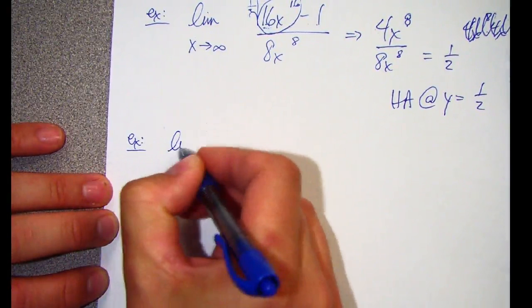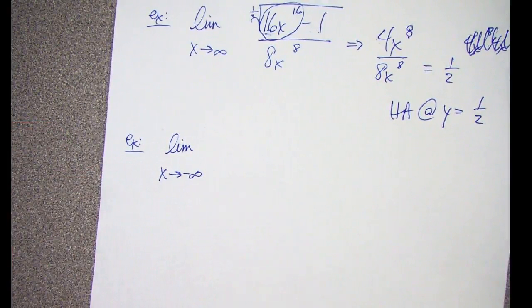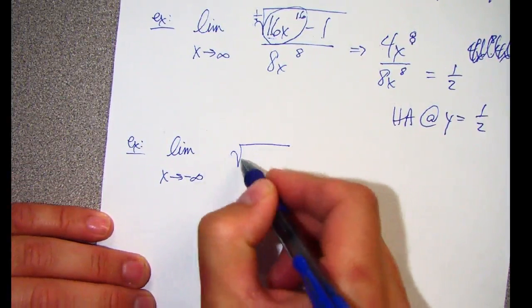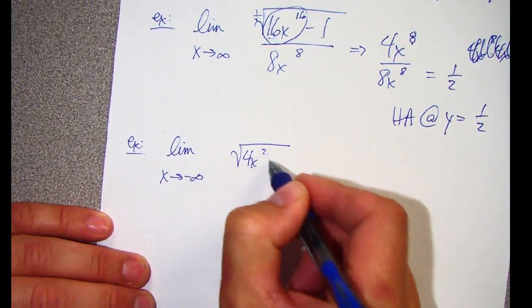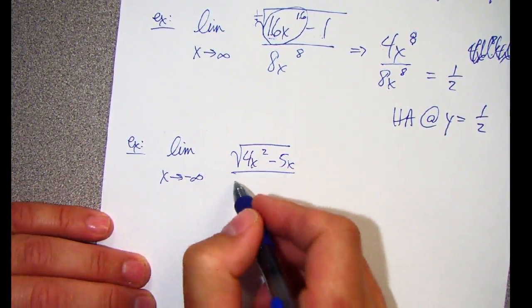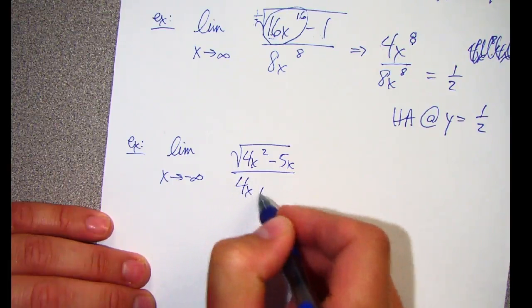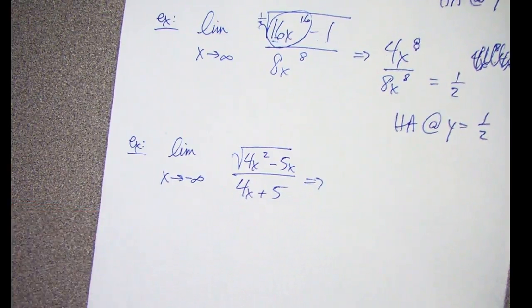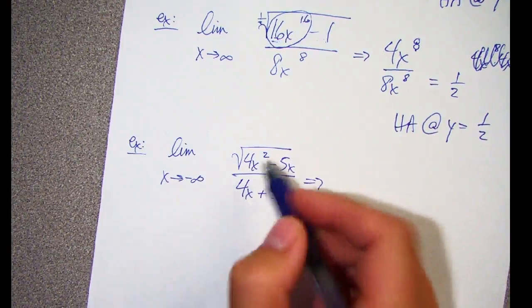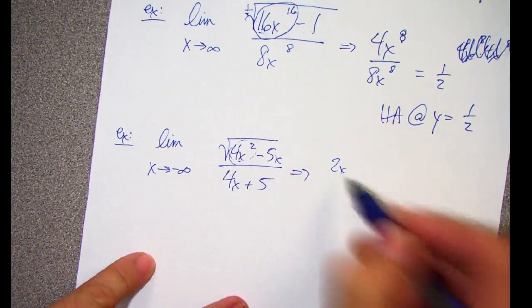And probably the trickiest kind is when x is negative infinity. They're not too bad. You just got to kind of reason through what would happen if I plugged in a giant number. Let's say the square root of 4x squared minus 5x over 4x plus 5. So we're going to simplify before we compare. We're only going to worry about simplifying the highest power. And if I square root 4x squared, that gives me 2x.